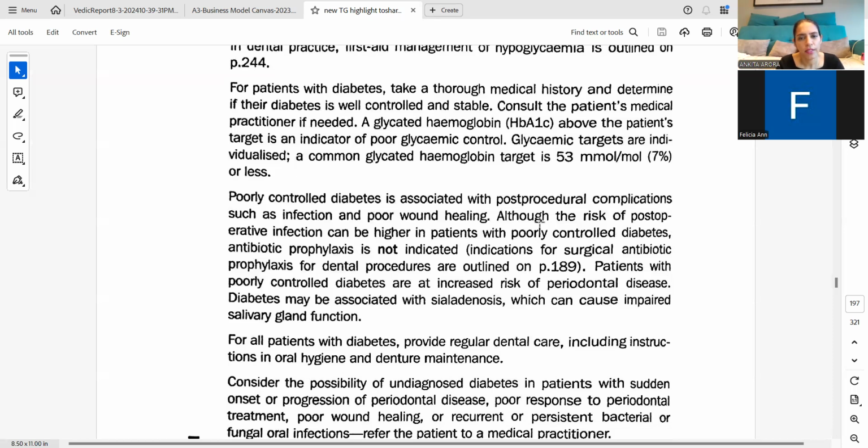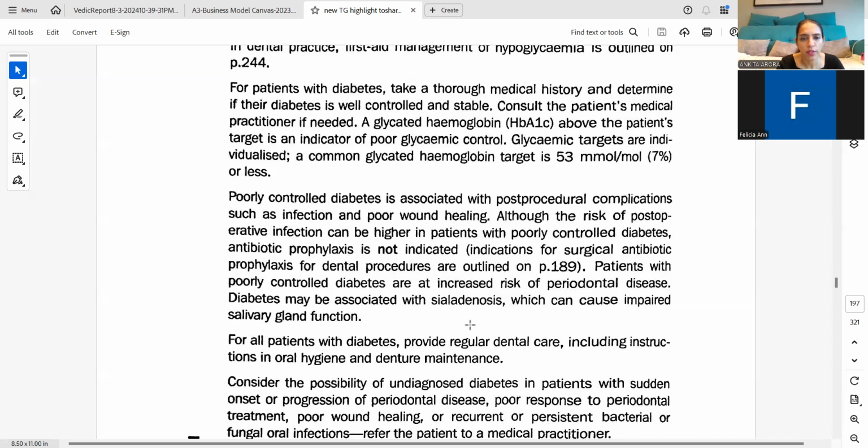Poorly controlled diabetes is associated with post-procedural complications such as infection and poor wound healing. Diabetes makes immunity low. It is a kind of low-level immunocompromise, and healing of wounds will be poor. Although the risk of post-operative infection can be higher in patients with poorly controlled diabetes, antibiotic prophylaxis is not indicated. Indications for surgical antibiotic prophylaxis are given later.